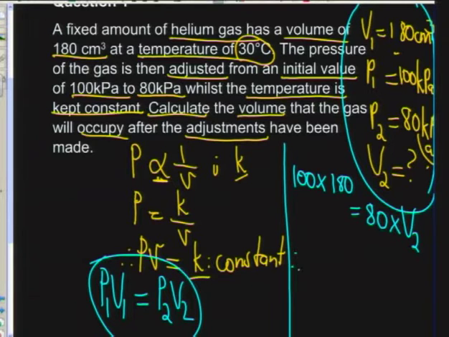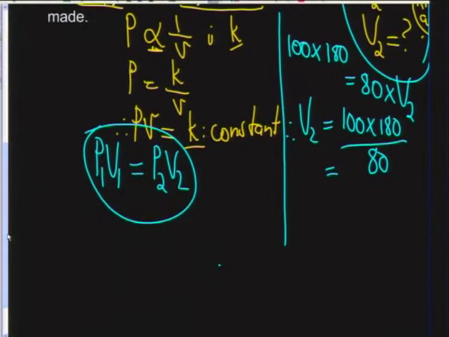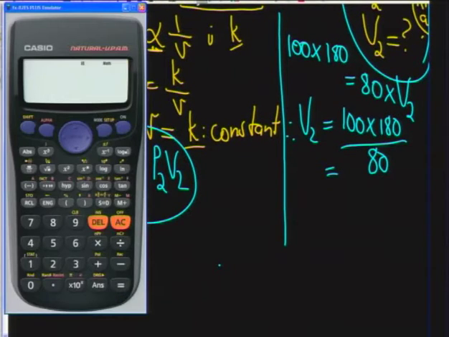Therefore, V2 will be equal to 100 times 180 divided by 80, okay? And therefore, from there, we will be able to get what the second volume is, okay? At this point, we can bring the calculator and actually work it out. It's 100 times 180 divided by 80, right? And what is the answer?